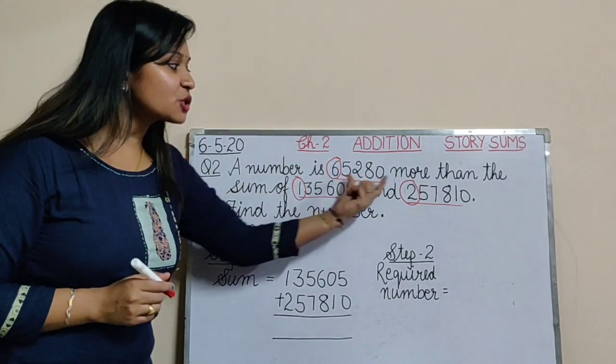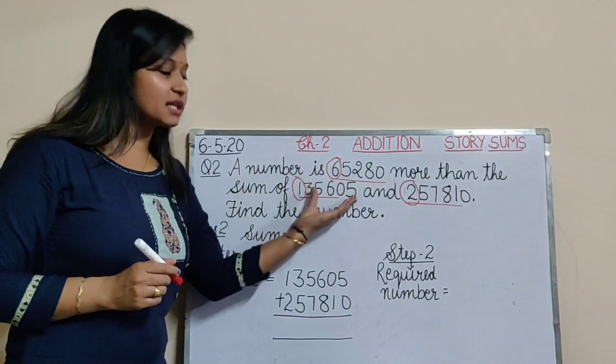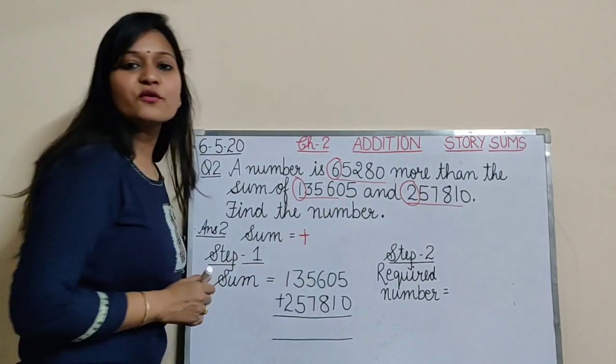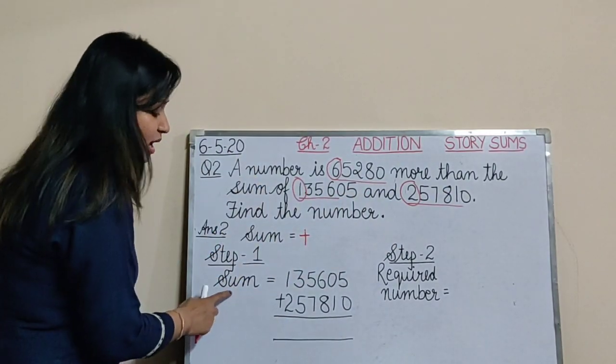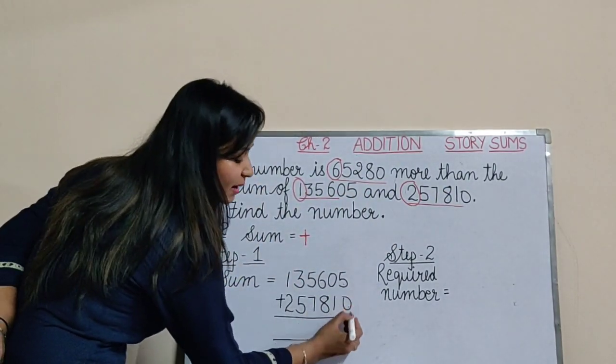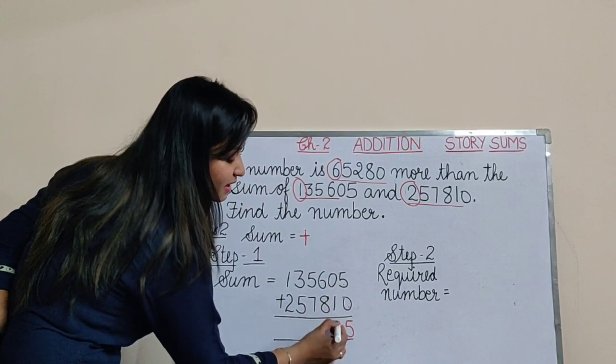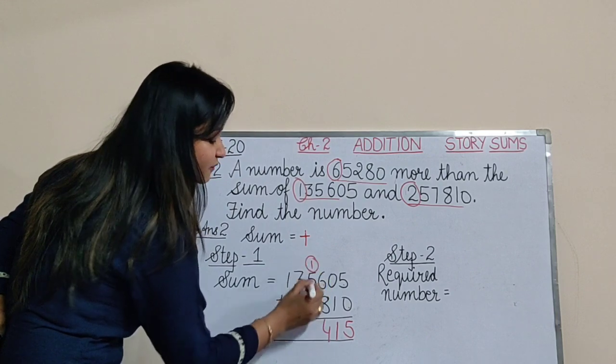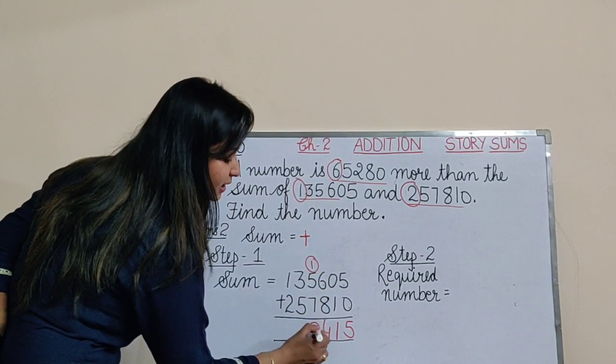A number is this much more than the sum of this and this number. So let us find the sum of these two first to make our number simpler. Sum of these two we will do. 5 plus 0 is 5. 0 plus 1 is 1. 6 plus 8 is 14. 1 plus 5 is 6. 6 plus 7 is 13.